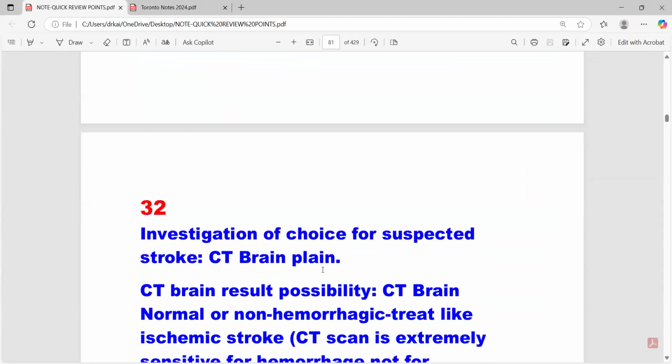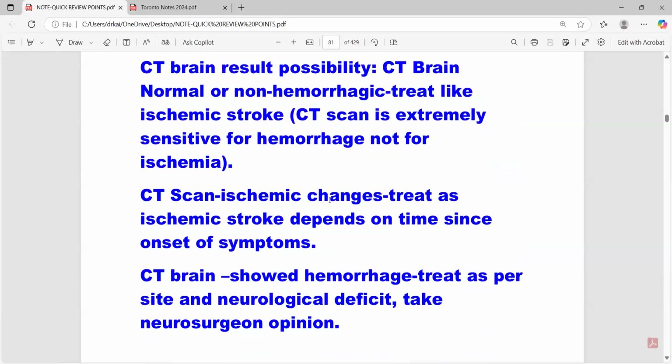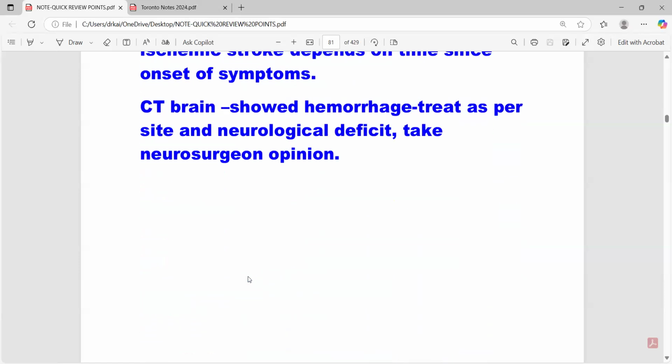Investigation of choice for the suspected stroke is basically a plain CT scan, no contrast. CT scan result possibilities: CT brain normal or non-hemorrhagic, treat like an ischemic stroke. If the CT scan shows ischemic changes, treat as an ischemic stroke, depending on the time since onset of the symptoms. If CT brain shows hemorrhage, treatment is as per the site and neurological deficit; take the neurosurgeon's opinion right away.